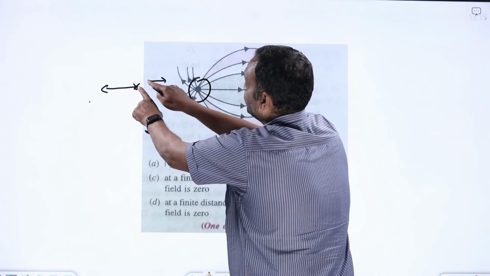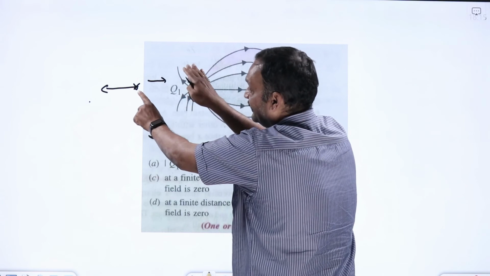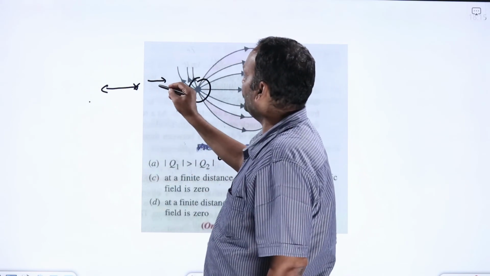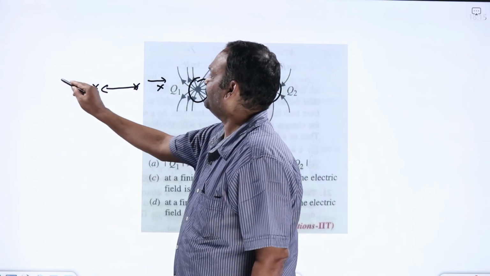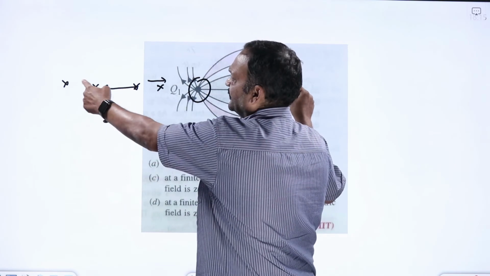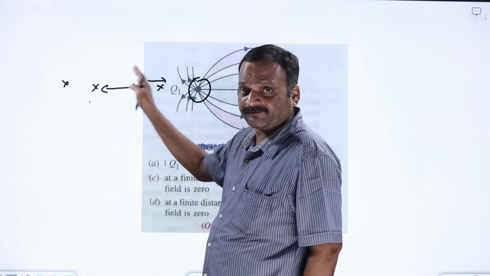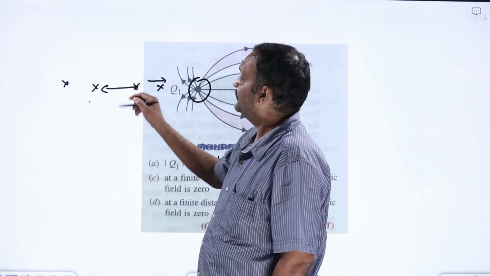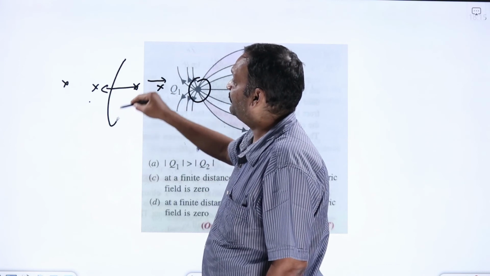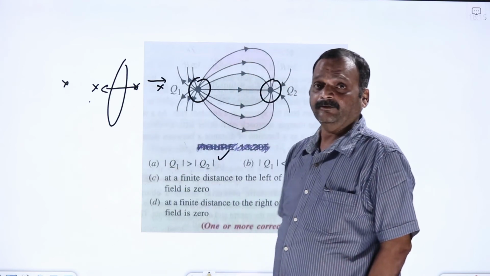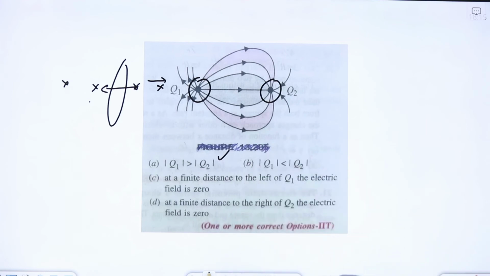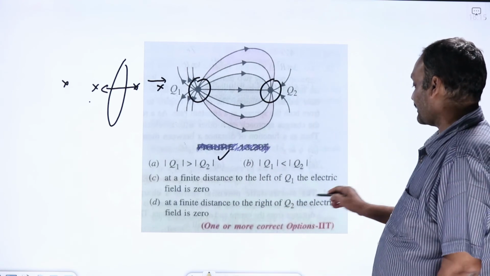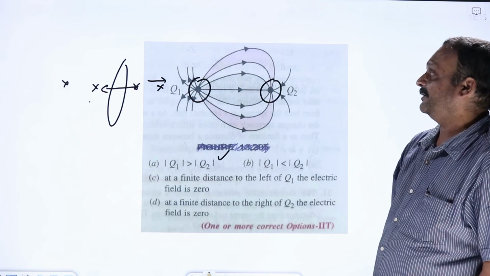The rightward field will be lesser in magnitude than the leftward field. At any point to the left of Q1, this distance is always more, so the intensity of the rightward field will be less, and the intensity of the leftward field will be more. Means there is no question of the electric field becoming zero. At no point can we expect the electric field to become zero. Now look at the fourth option: at a finite distance to the right of Q2, the electric field is zero, we are saying.